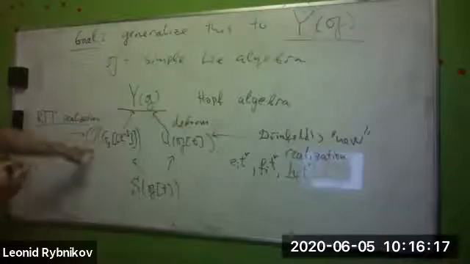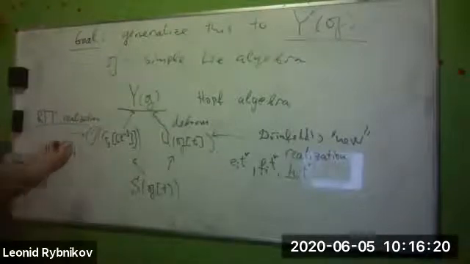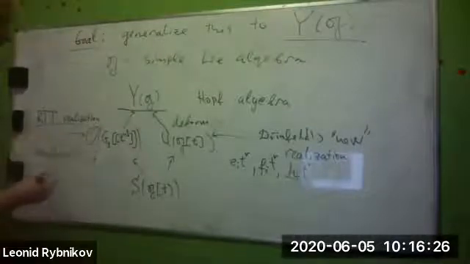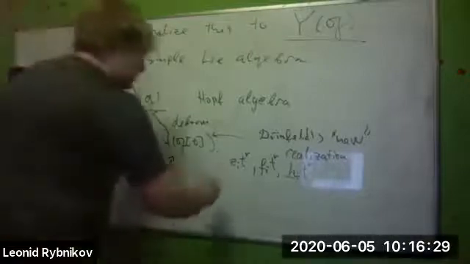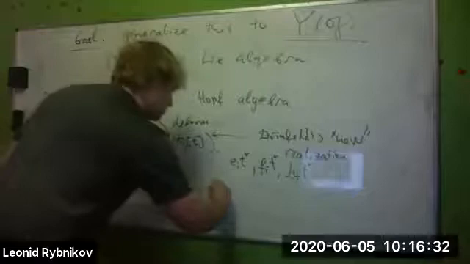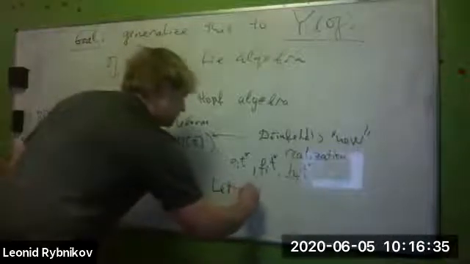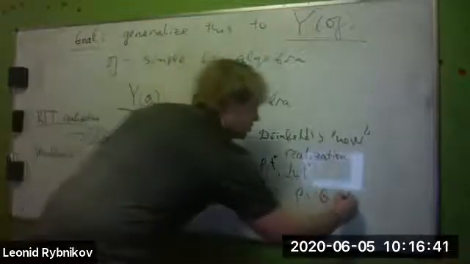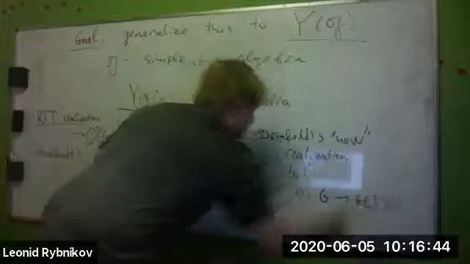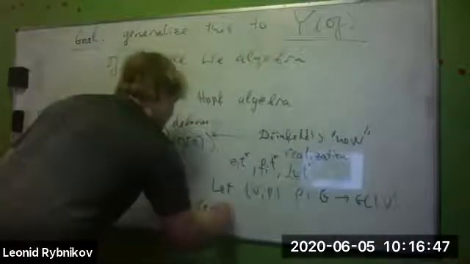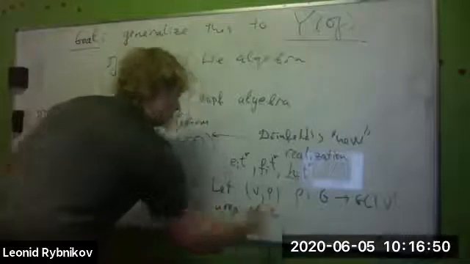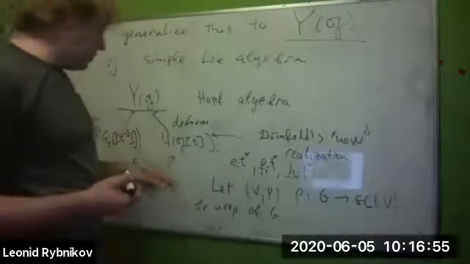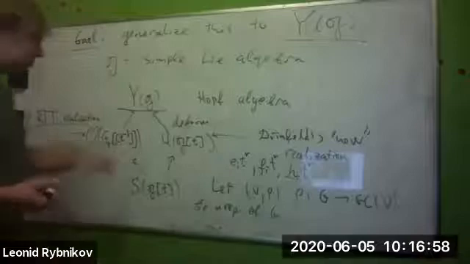Namely, the ideology is as follows. So we can consider the following generators of this coordinate ring, namely to any representation. So let V, rho, a homomorphism from G to GL(V), be a representation of a group G. Then I can consider the following functions on this congruence subgroup.